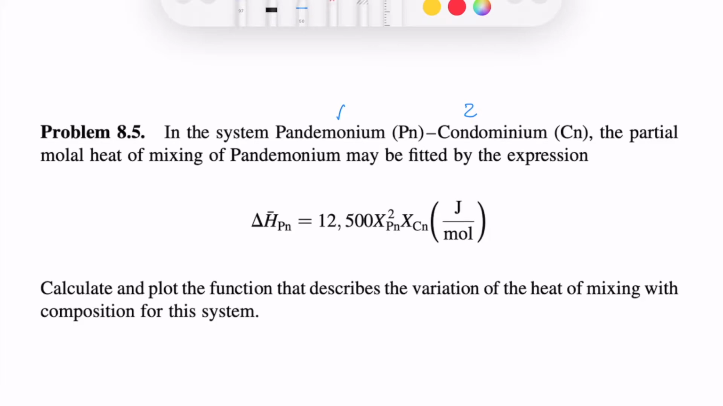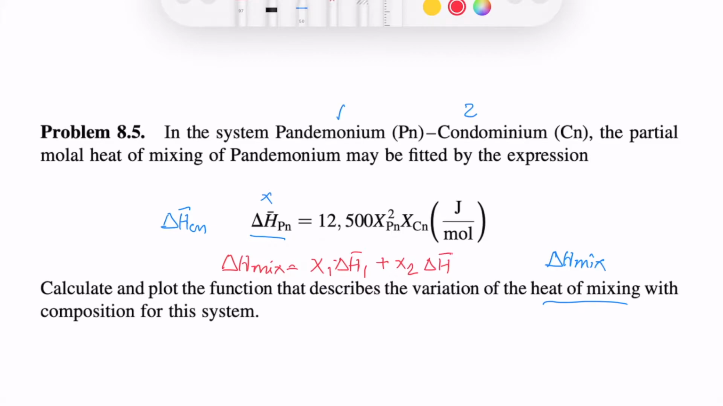For this system we are given a partial molar heat of mixing, but actually this is wrong. It's actually delta H of Cn that is given. Now we need to find the heat of mixing, which is delta H mix. We already know that delta H mix total is the mole fraction of the first part times the partial molar property of the first part, plus the mole fraction of the second times the partial molar property of the second. So we will use this relation.